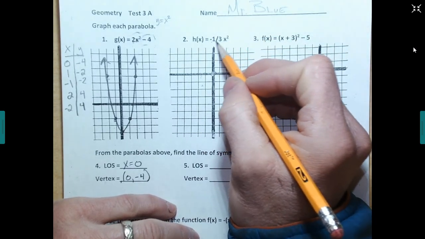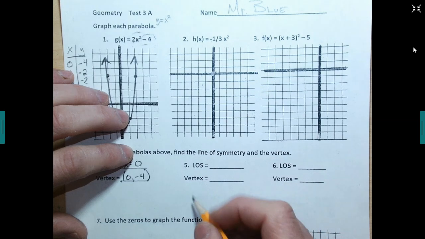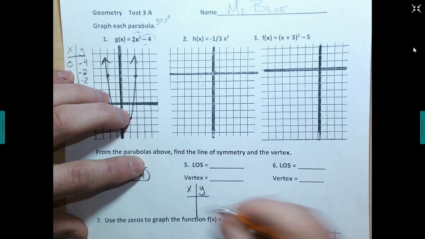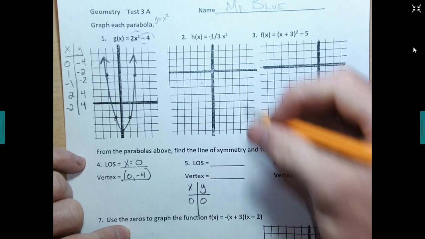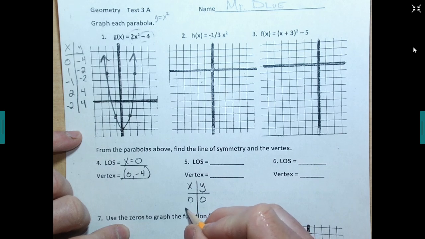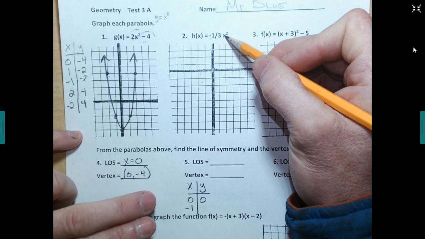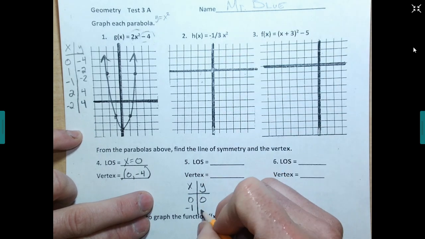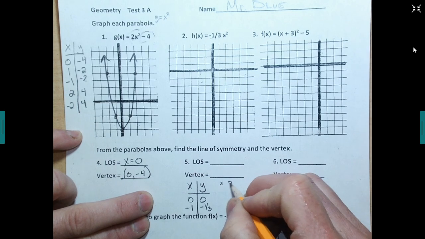I have this, so I have a vertical shrink. It's less than 1. So let's create my table. I'm just going to go down here and create the table right here since this is part of my problem. All right, x, I'm going to put 0. 0 times 0 is 0. So, yep, that confirms my vertex is right there. Let's do -1. -1 squared is 1. 1 times -1/3 is -1/3.